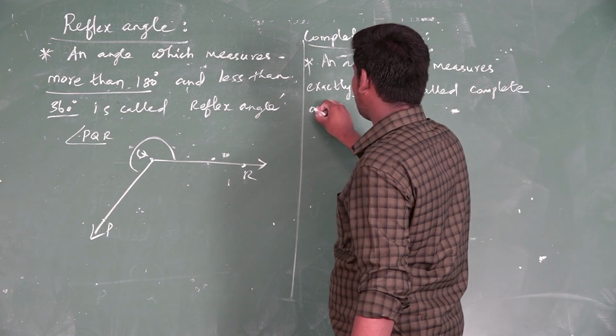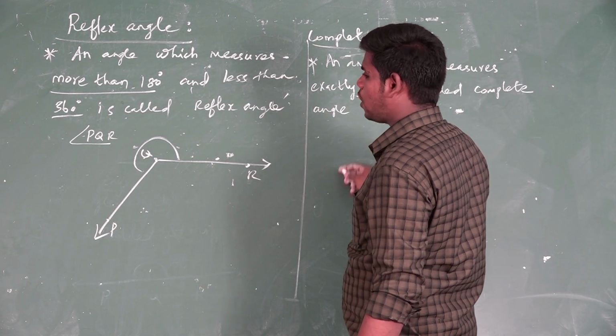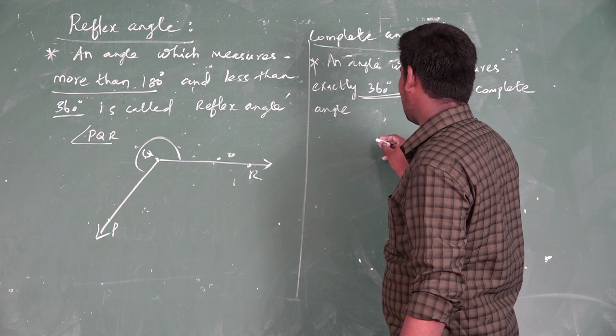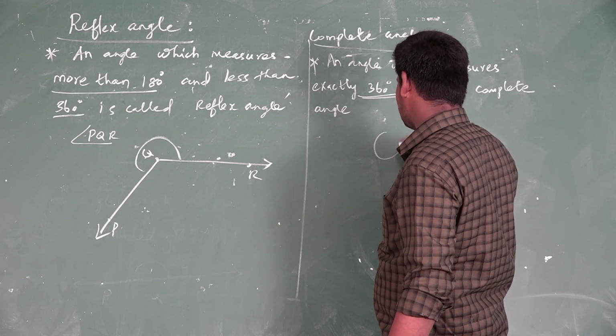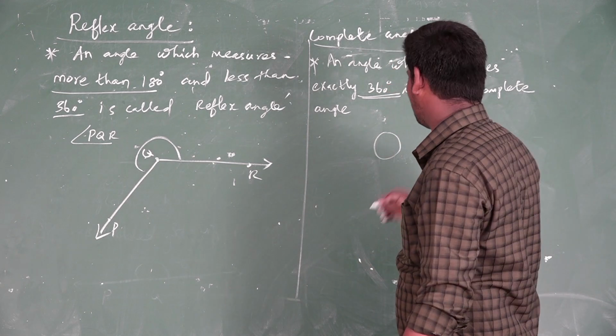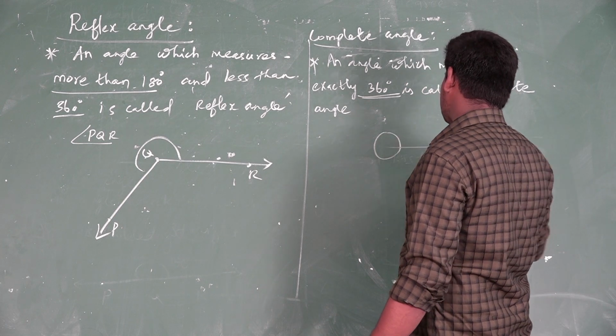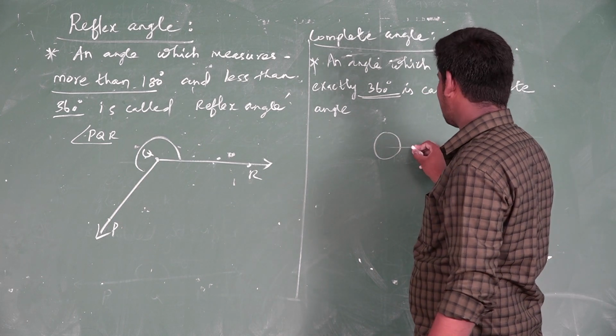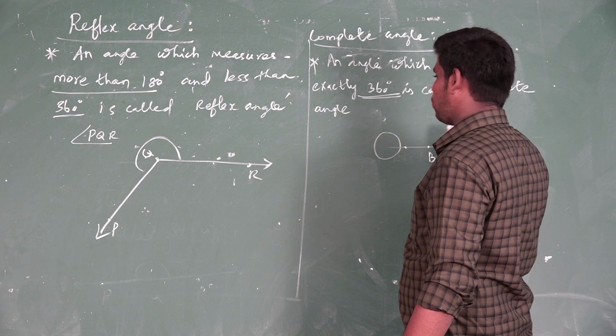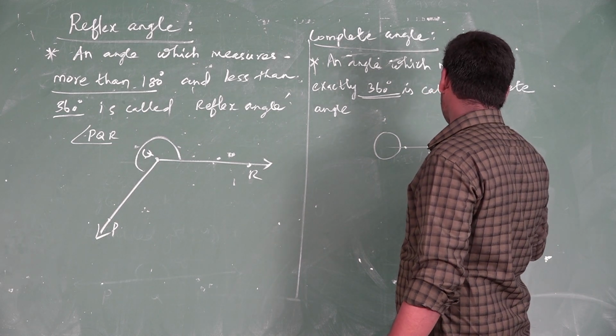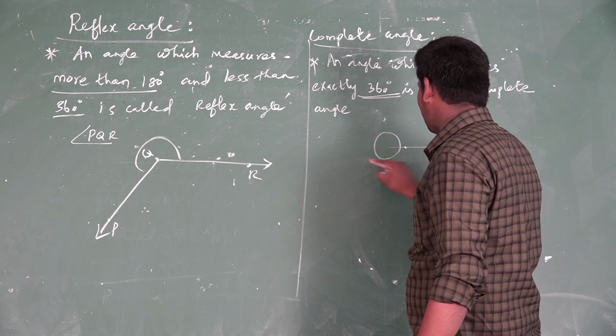360 degrees is called a complete angle. So how can we draw a complete angle? We know one circle is called the complete angle. So this is the line, and here consider a point. This is the point P, and this is the ray going to A. This is one complete angle.